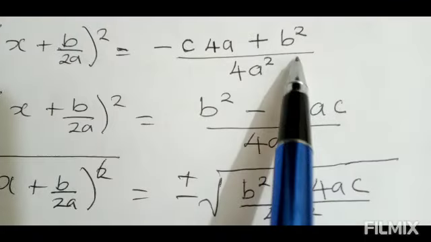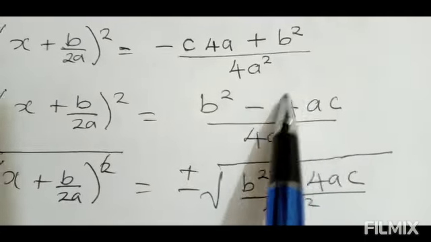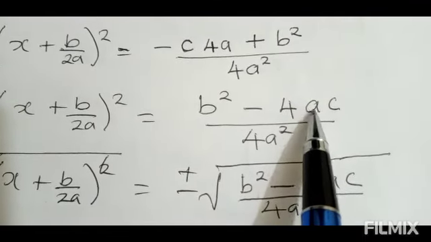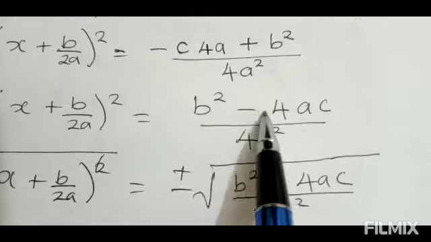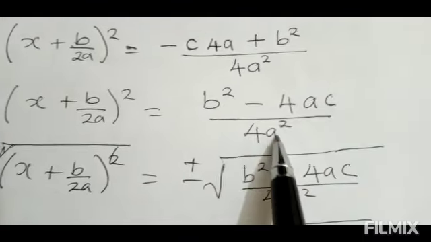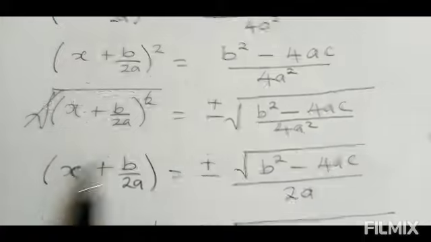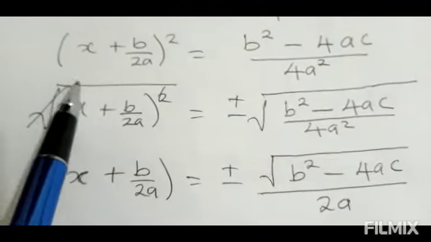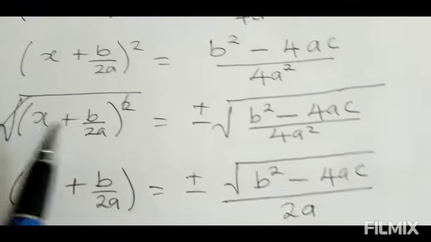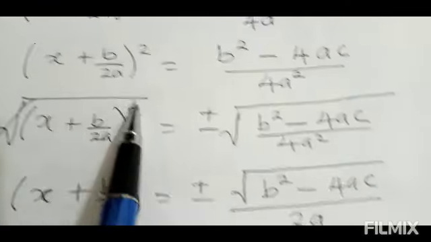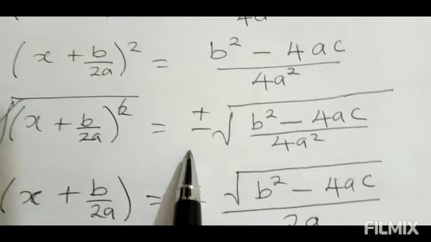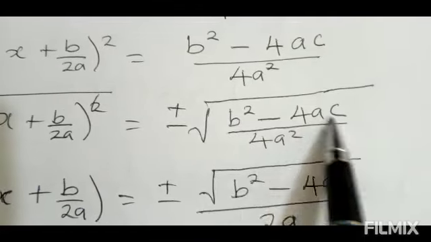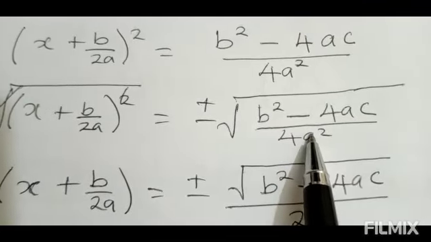We start with a positive b squared minus, of course it's important to start with the constant 4, and we follow the letters in alphabetical order, AC, okay? So b squared minus 4ac over 4a squared. Now we apply the square root to both sides of the equation. Left hand side: the square root of x plus b over 2a, bracket squared, and then plus or minus the square root of b squared minus 4ac over 4a squared, okay?